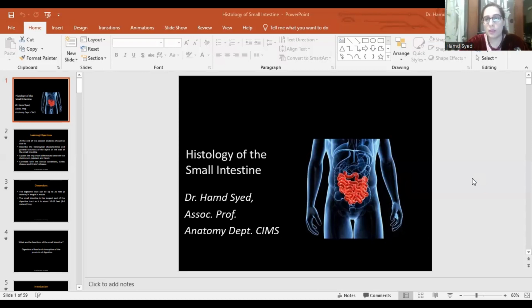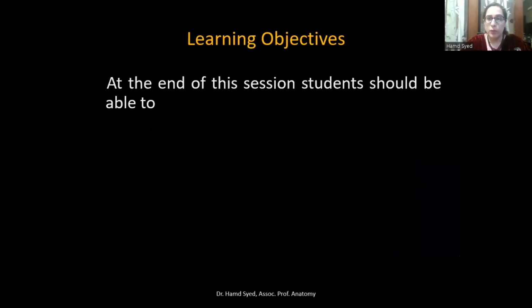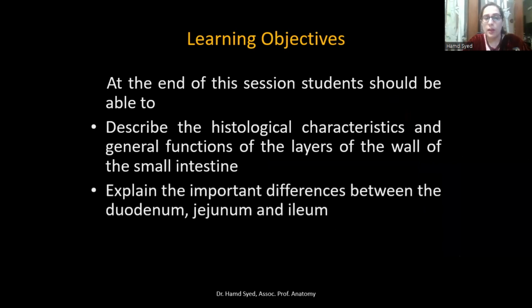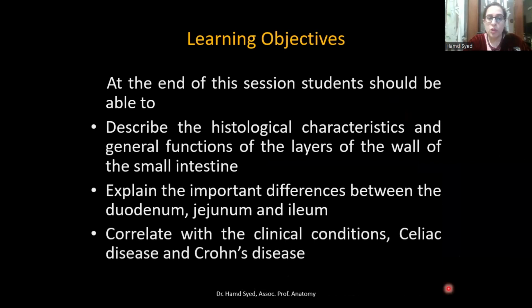Today, I'm going to be discussing with you the topic which is the histology of the small intestine. So here I'm going to start with the learning objectives for this topic. Today we will be discussing the general histological characteristics and functions of the layers of the wall of the small intestine, as well as we will look at the important differences between the three parts of the small intestine, namely the duodenum, jejunum, and the ileum. Also, we shall correlate these histological characteristics with the clinical conditions, which are celiac disease and Crohn's disease.